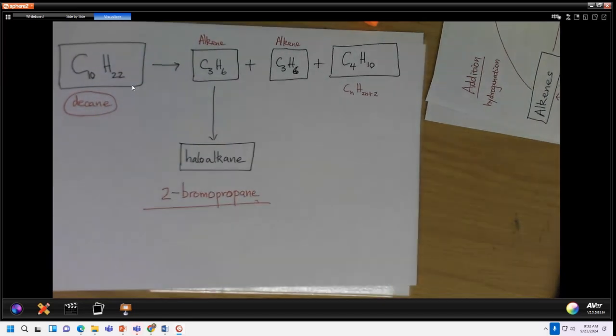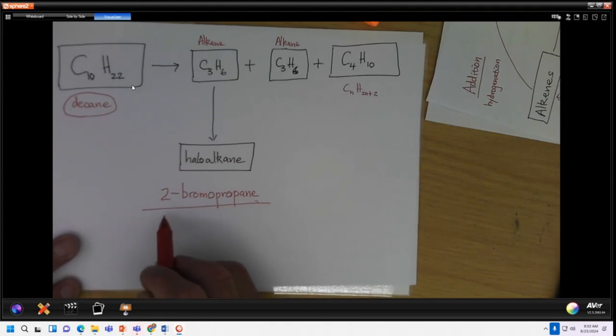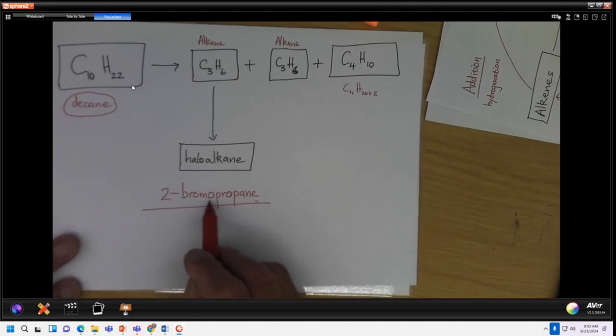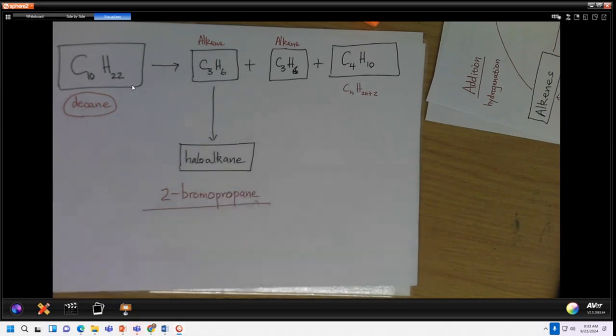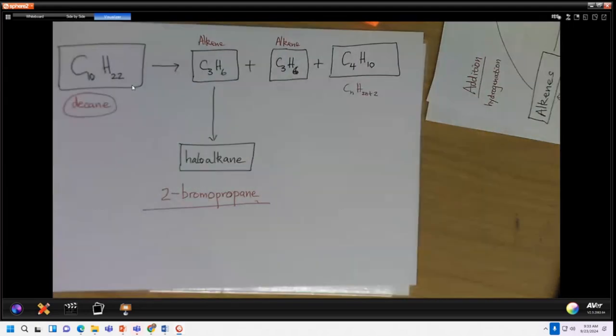There's our answer. 2-bromopropane. Remember, that halogen, like we saw in a previous question, will never attach itself to the first carbon. It will always be in between. And that's why we say 2-, won't be 1-. You got that? So the correct answer there is 2-bromopropane. That's the haloalkane that was formed from the alkene. All right, and there we go.